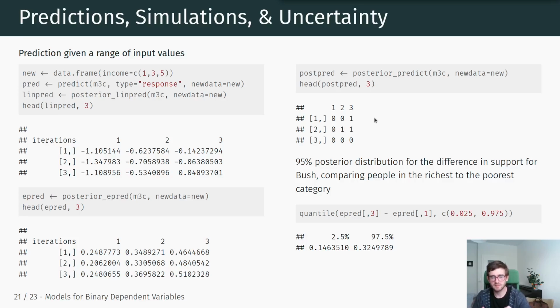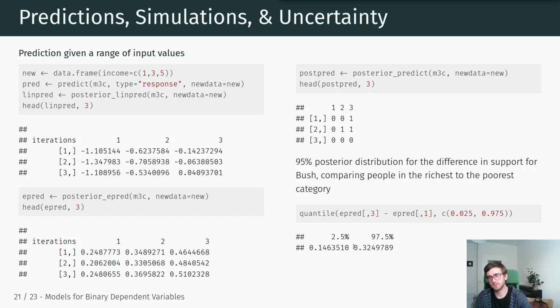All that being said, of course, being able to directly take into account these uncertainties is extremely useful, because it allows us to make direct probabilistic statements based on our models. So for example, we could compute the 95% posterior interval for the difference in the support for Bush, comparing people in the richest to the poorest category, right? This difference we could just compute based on the quantiles of the difference between the predicted probabilities, or the expected outcome, for the highest income category minus the lowest income category.